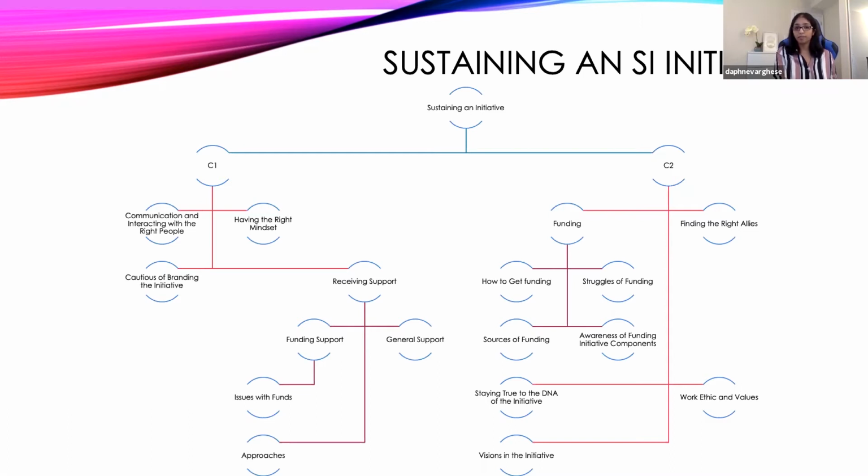approaches to take. For C2, funding was the largest type of sustaining code that was expressed in terms of how to get funding, sources of funding, the struggles of funding, as well as the awareness of funding the components of the initiative. Certain discussions in C2 also discussed finding the right allies, staying true to the DNA of the initiative, the work ethics and values and visions in the initiative.